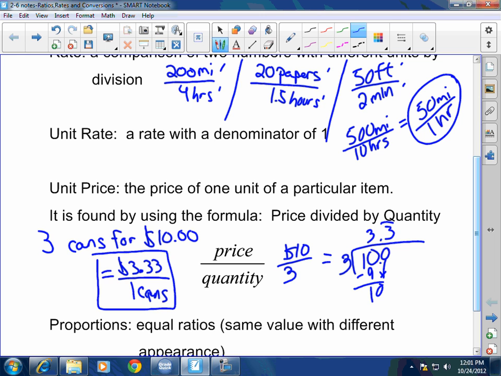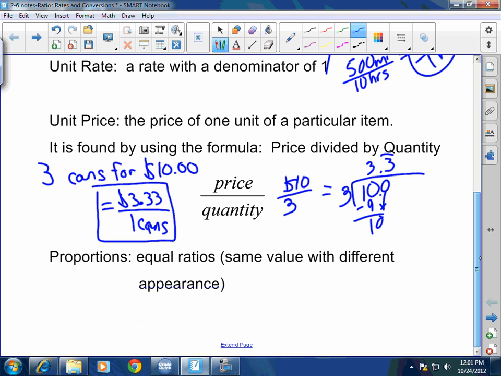Now, we're not going to do much investigation with proportions. We're going to learn about proportions separately either tomorrow or the next day. But I want to at least expose you to the definition of a proportion. A proportion is basically just equal ratios. They're the same value with different appearances. So for example, 2 to 3 equals 8 to 12. Sure it does.